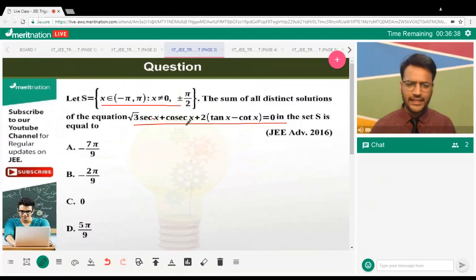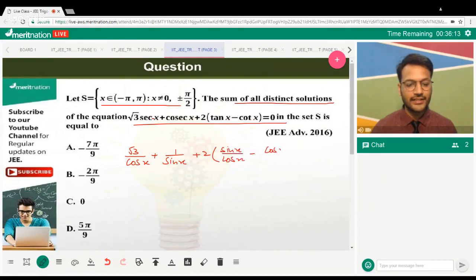So we basically need to solve and figure out the sum of all the distinct solutions. Almost a similar question to the one we just did. The equation has been changed. That's it. Let's quickly do it. If I convert everything into sine and cos, everything will be very simple for us. So this is √3 upon cos x, this is 1 upon sine x, this is twice of sine upon cos, minus cos x upon sine x.